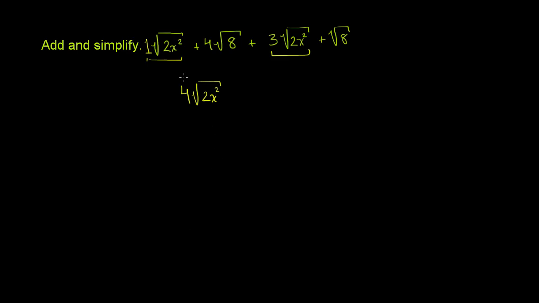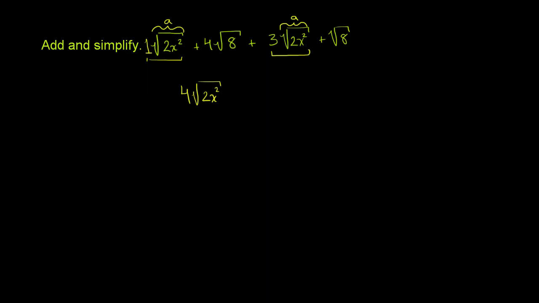If that confuses you a little bit, imagine this whole principal root of 2x squared was some variable. Let's say that this whole thing was a. And let's say that this whole thing was a as well, because it's the same thing. Then you'd have 1a plus 3a's, which would give you 4a's. In this case, a is all of this business right over here.